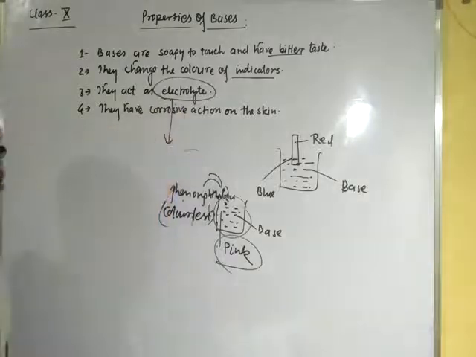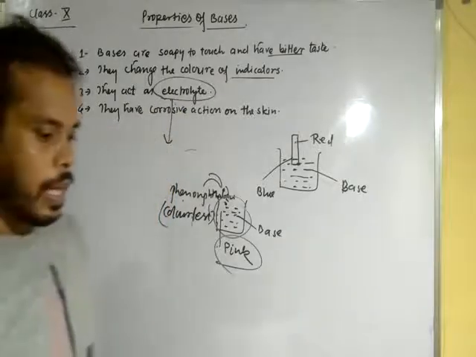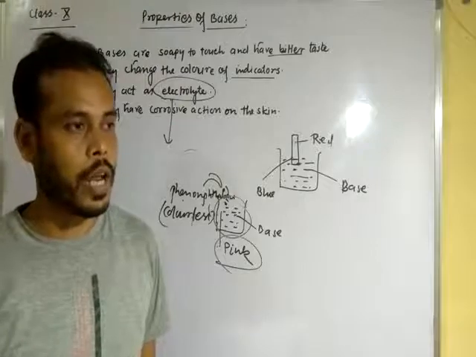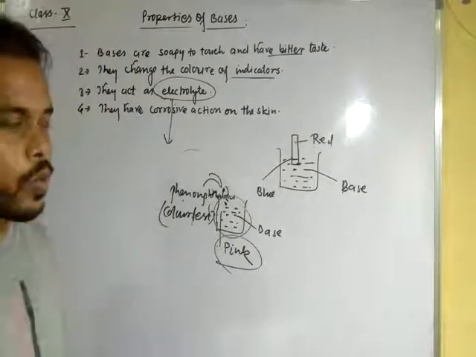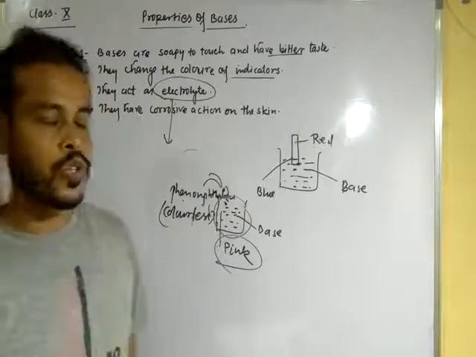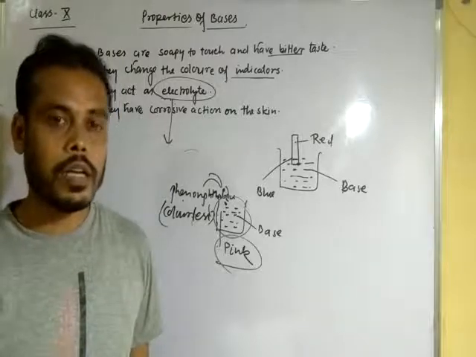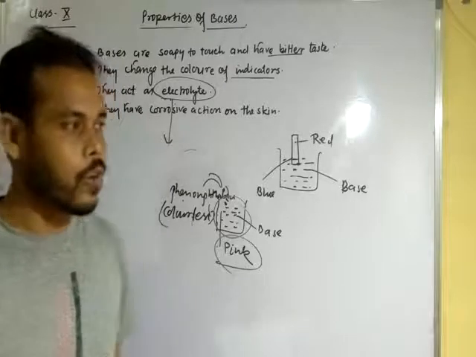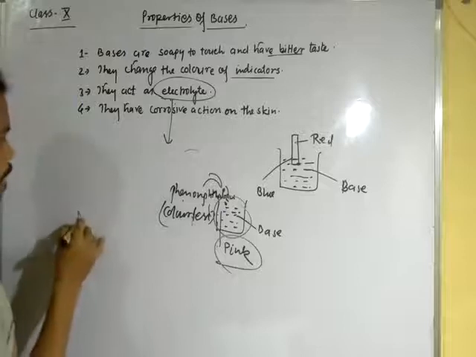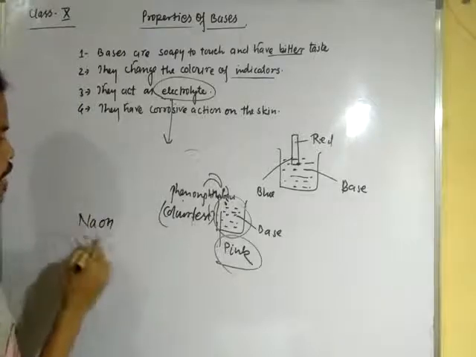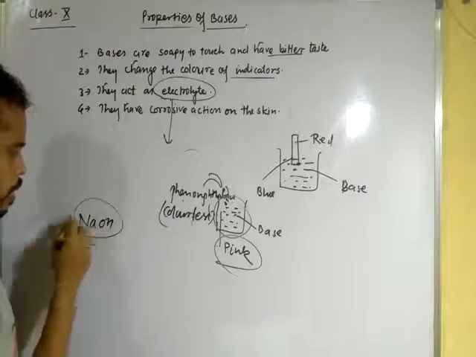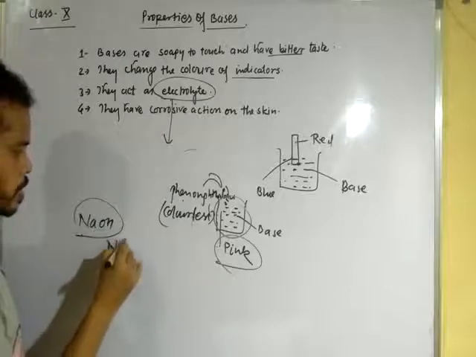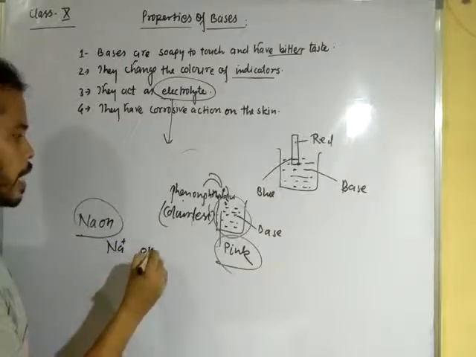Next, they act as electrolyte. Act as electrolyte means a base can act as an electrolyte. What is an electrolyte? We should know. That means the aqueous solution of a base can conduct electricity. How does it conduct electricity? When a base is dissolved in water, it splits into a positive ion and a negative ion.